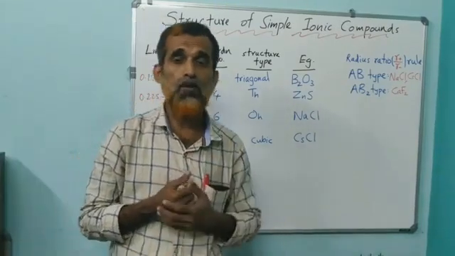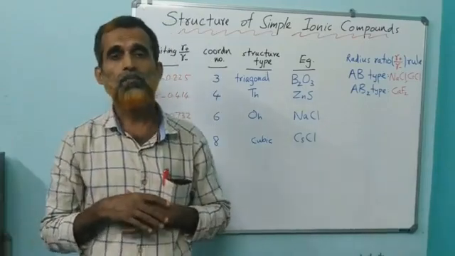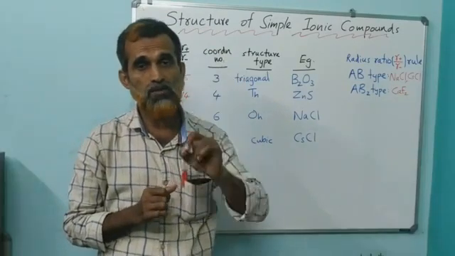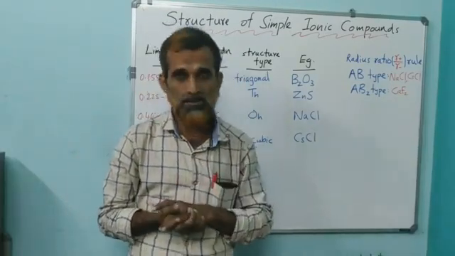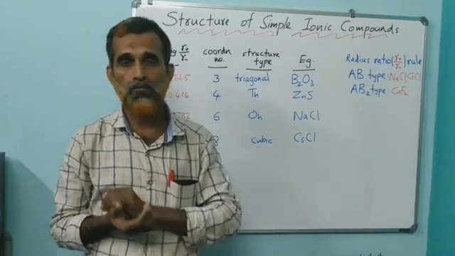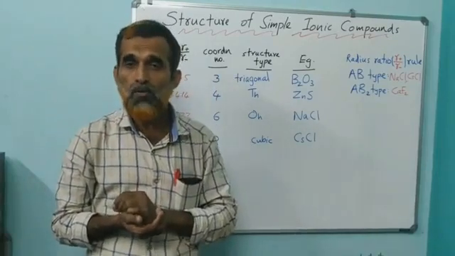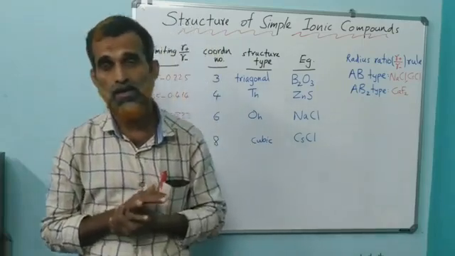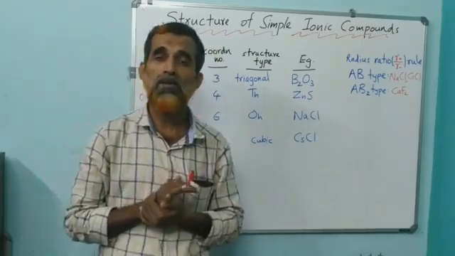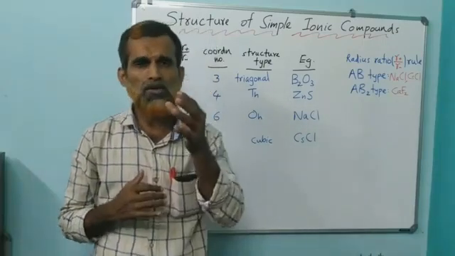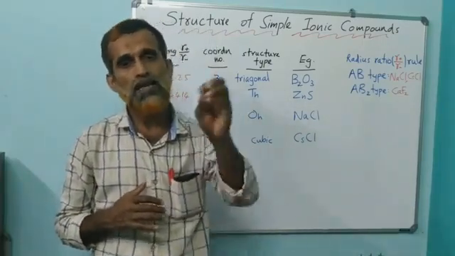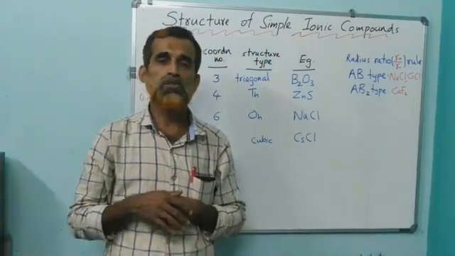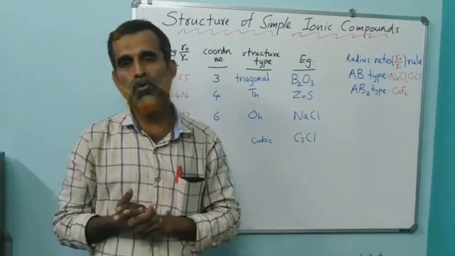You remember the type of voids we discussed in the previous video, and the radius ratio, radius of the void to radius of the sphere, we have noted. For tetrahedral void it is 0.225, for octahedral void it is 0.414, and for cubic void it is 0.732. So if cation is small enough to enter the tetrahedral void, that will be occupied. If it is bigger, it will go to octahedral void, etc.